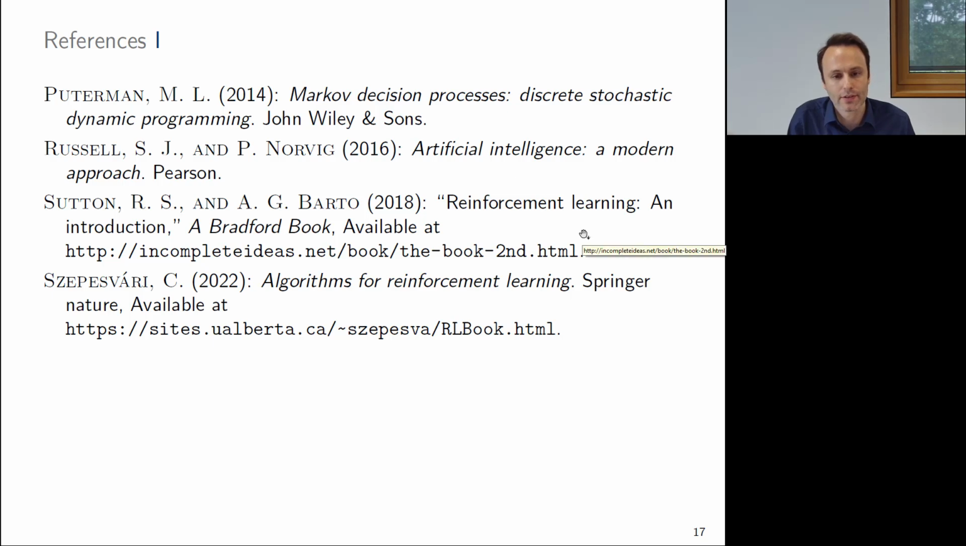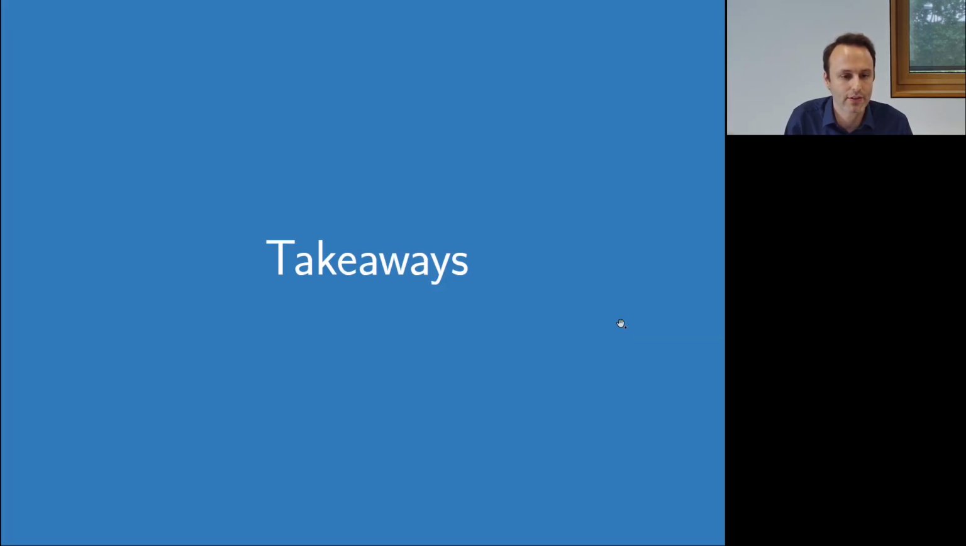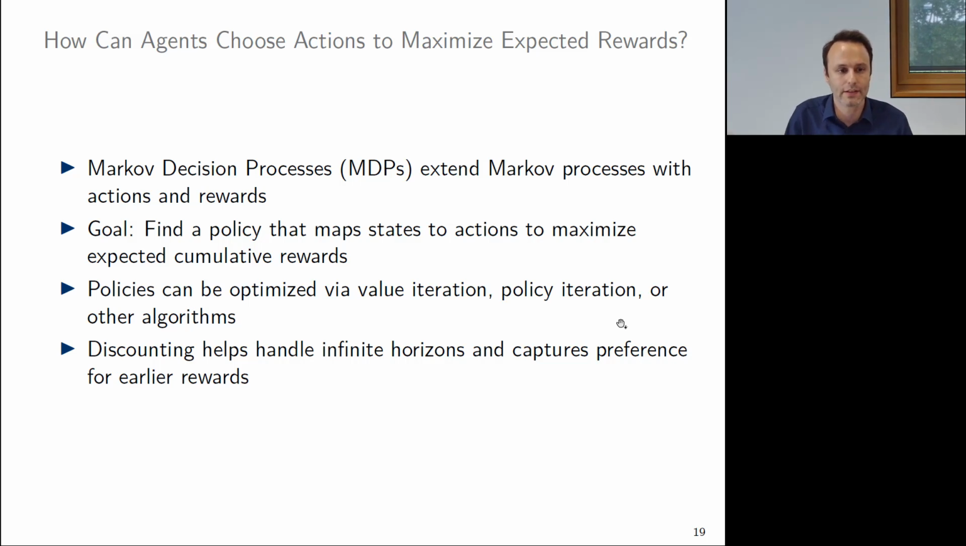Now, here are some references on the Markov decision processes, but let's summarize what we have seen today. So we have seen that Markov decision processes extend the Markov processes with actions and rewards, and they help us to find a policy that maps states to actions with the goal to maximize the expected cumulative rewards. And the policies can either be optimized via value iteration, policy iteration, or other algorithms. And discounting helps us to handle infinite horizon problems and to capture time preference for earlier time periods. Thanks for watching.